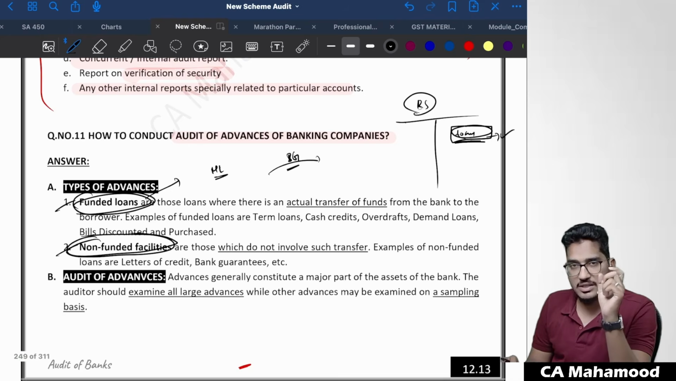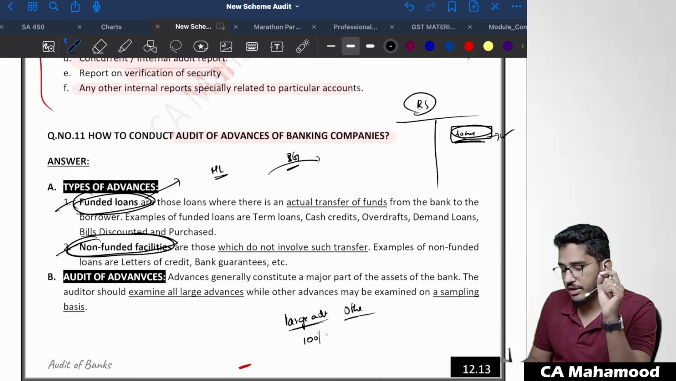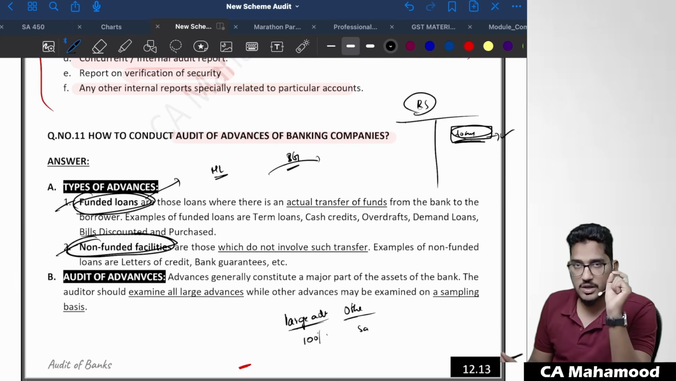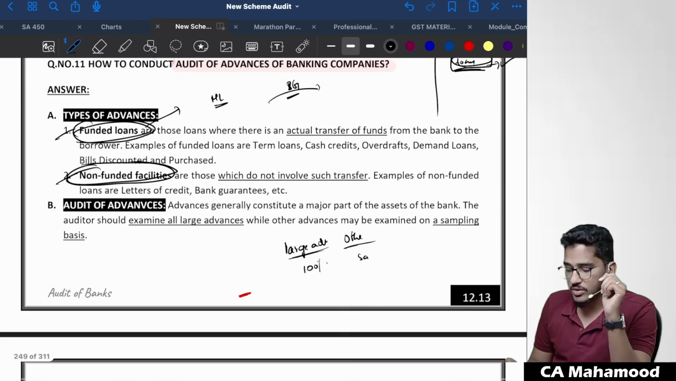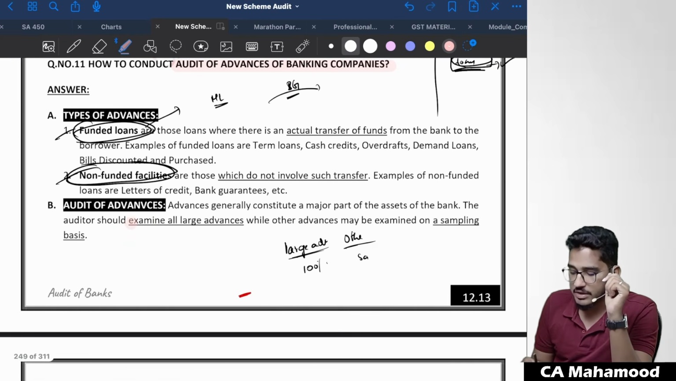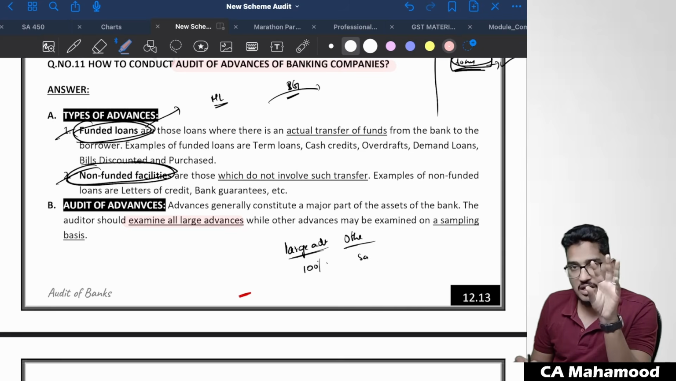And the Banking Regulation Act says that as an auditor, if you are conducting audit of the bank, whatever large advances are there, that you verify 100%. You have to verify all large advances, and whatever other than large advances are there, that you have to verify on sampling basis. So the rules and regulations say as an auditor, you need to verify all large advances. Whatever other advances are there apart from large advances, that you can verify on a sampling basis.